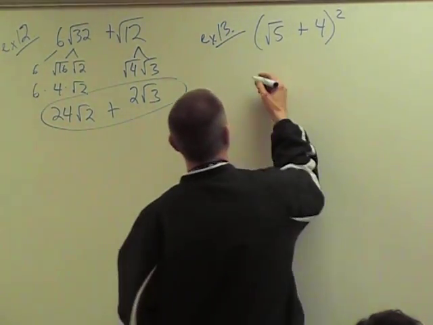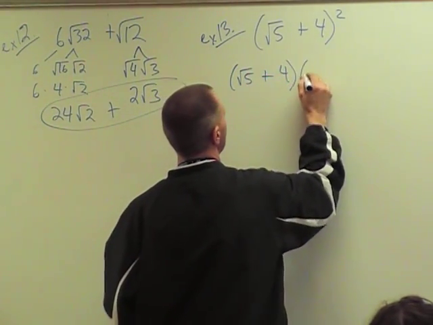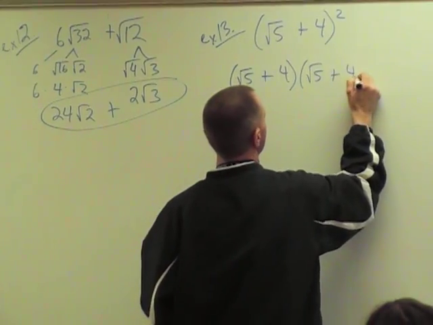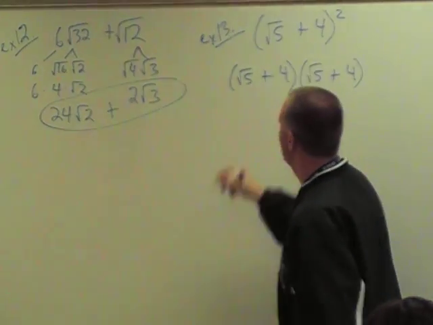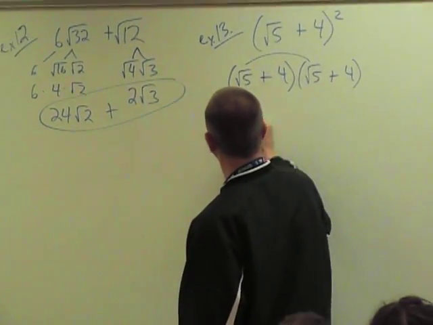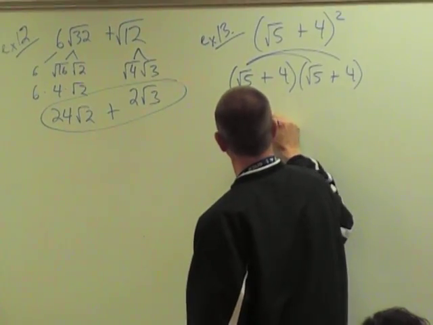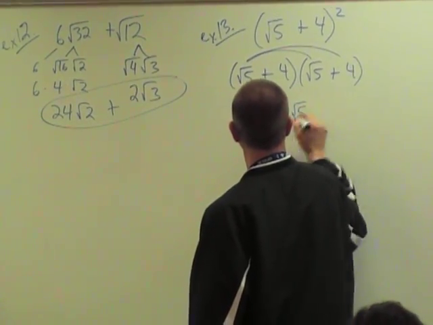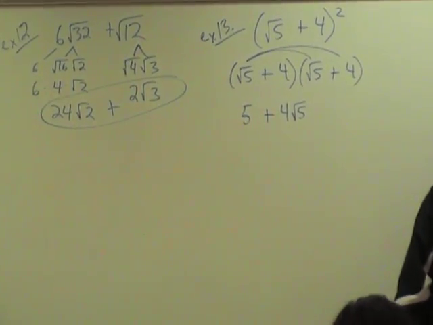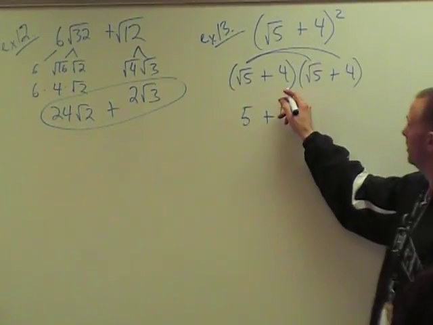Alright, so let's just do this the long way with FOIL, just to show you what goes on. You can use the special case formula if you wanted to. So the square root of 5 times the square root of 5 is the square root of 25, which is 5. Square root of 5 times 4. Okay, now do the next one.